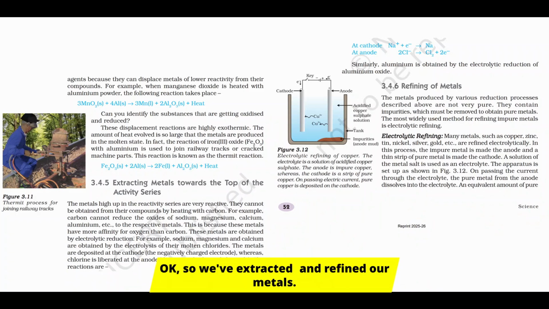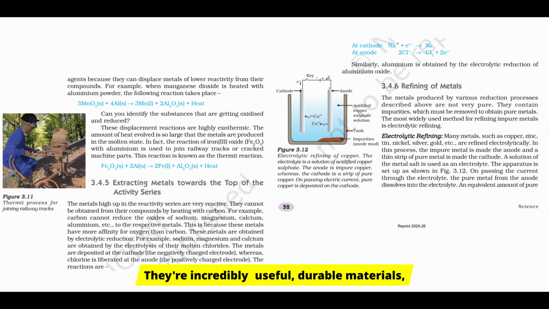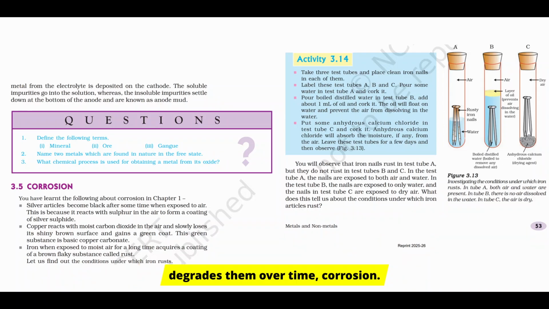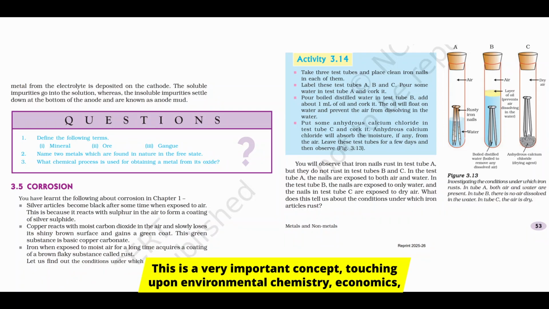Okay, so we've extracted and refined our metals. They're incredibly useful, durable materials, but they are susceptible to a natural process that slowly degrades them over time: corrosion. This is a very important concept, touching upon environmental chemistry, economics, since corrosion causes huge losses, and practical applications in our daily lives.